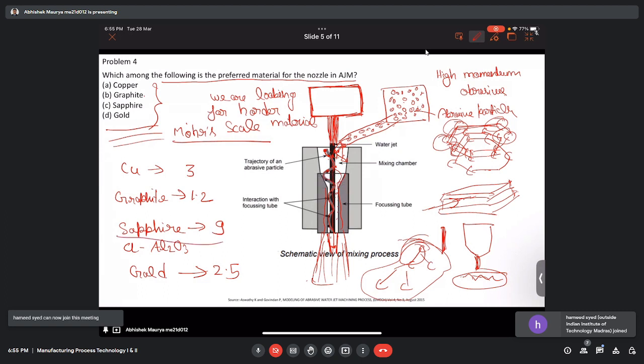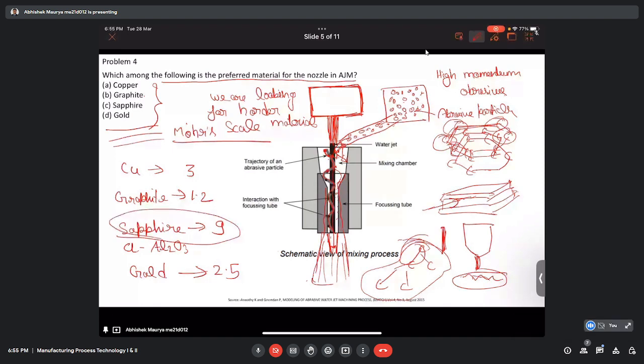Among these, sapphire has the highest hardness value. On the Mohs scale, the hardness value of sapphire is 9, whereas all the others are very low. Diamond has the maximum hardness, that is 10. So the correct answer for this problem is sapphire. The nozzle material should be very hard so that whenever the abrasive particles hit the nozzle, wear does not take place very quickly.